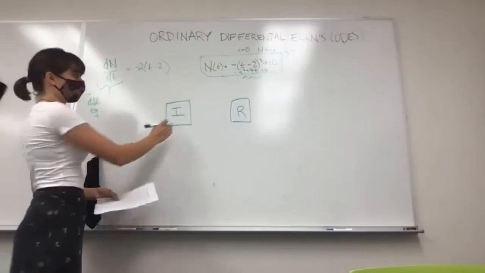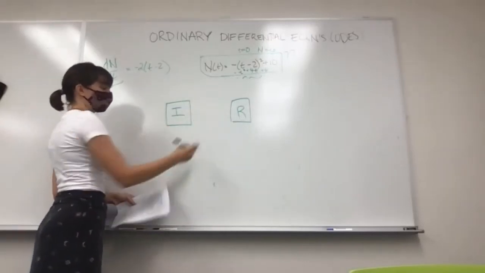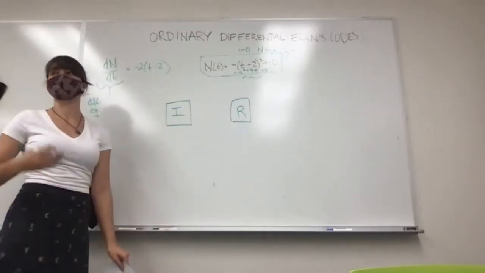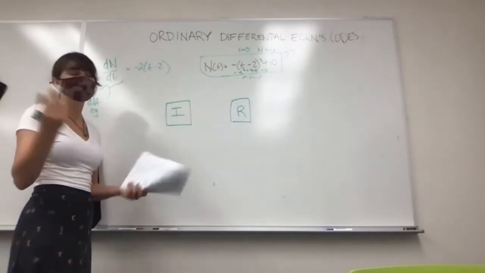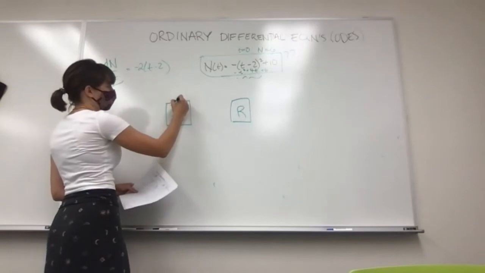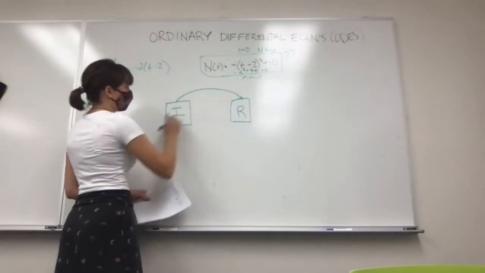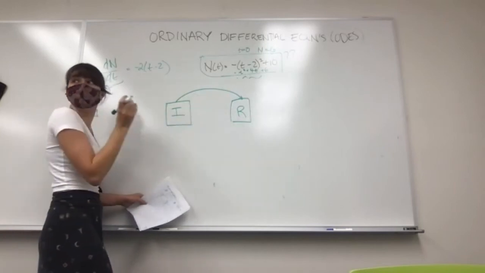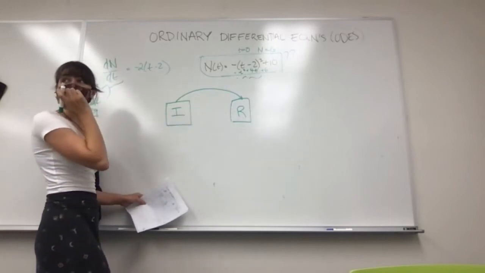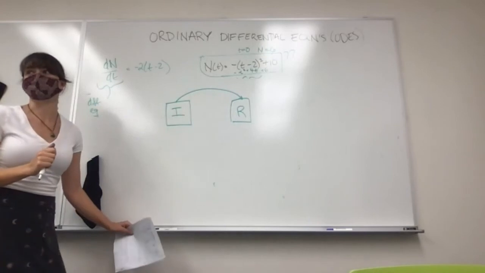So we know that these people can become these people. I will say this time that you can get this disease over and over and over again. It's really bad, like a common cold. So your infected people become recovered. I wasn't going to do the S. I was going to keep it simple.